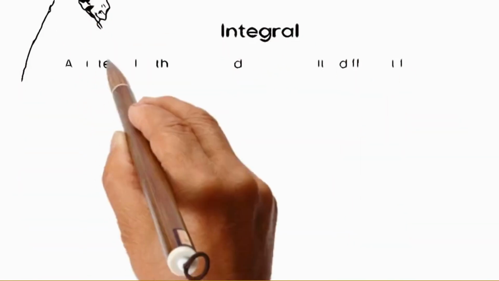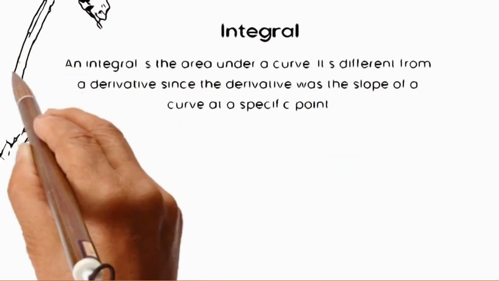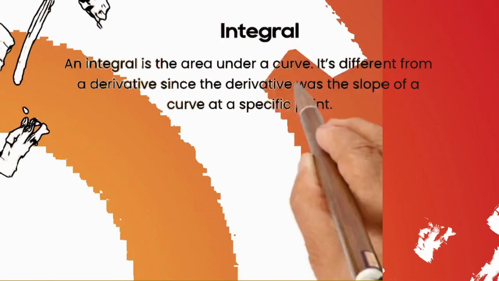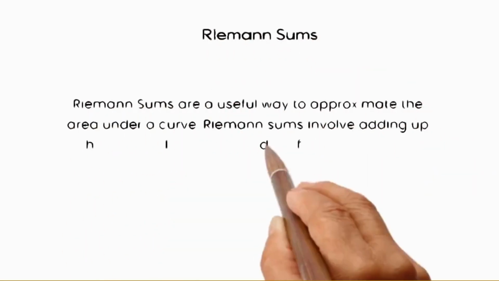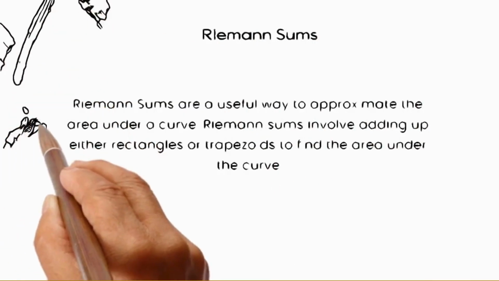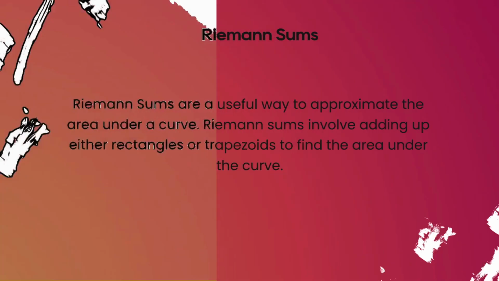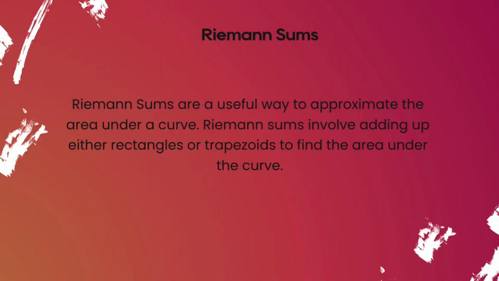So an integral represents the area under a curve and is different from a derivative since the derivative was the slope at a specific point. So Riemann sums is basically a useful way that we use to approximate the area under a curve. And then Riemann sums involves adding up either rectangles or trapezoids to find the area under the curve.